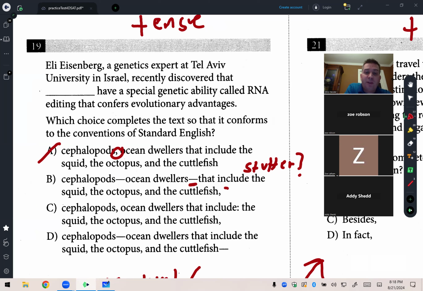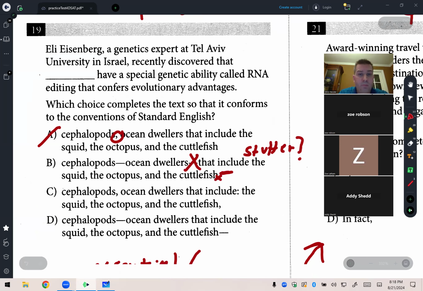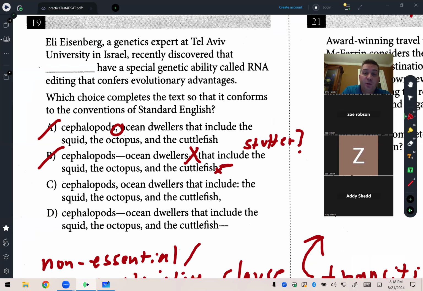You can't just mix and match these things. And then this doesn't belong here at all. All right, so B has numerous errors. Do we have a stutter right here? I'm going to read it that way. Let me pause unhealthily long after include. Ellie Eisenberg, a genetic expert at Tel Aviv University in Israel, recently discovered that cephalopods, ocean dwellers that include the squid, the octopus, and the cuttlefish.